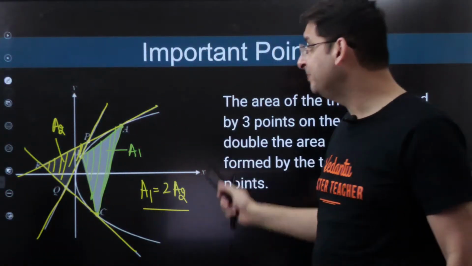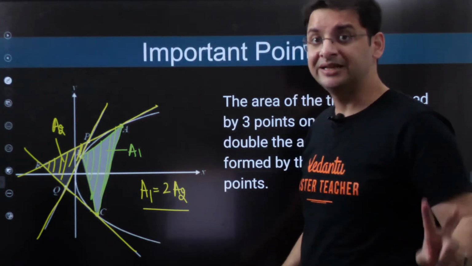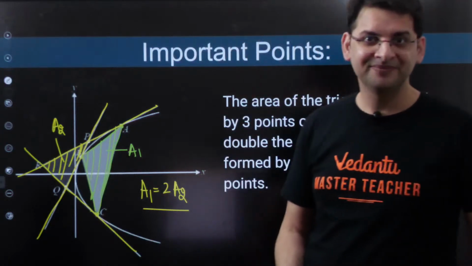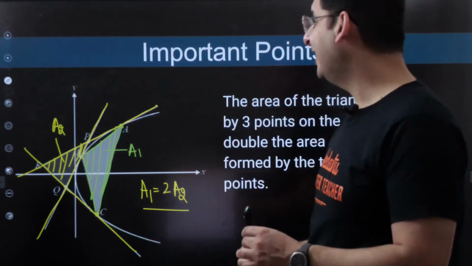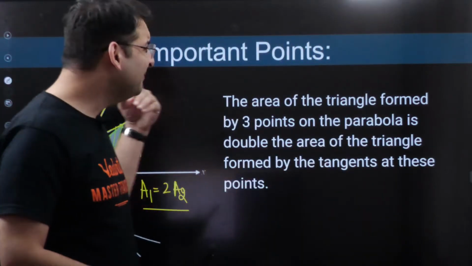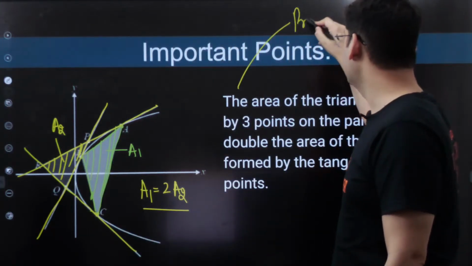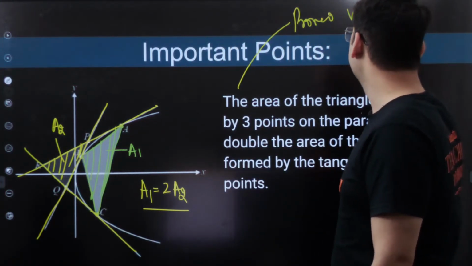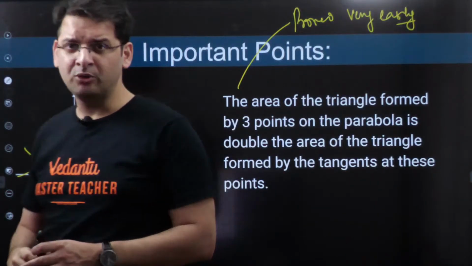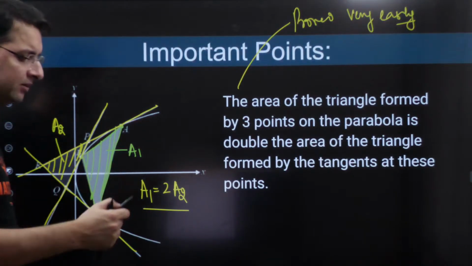The triangle formed by 3 points on the parabola, that area is going to be double the area of the triangle formed by the tangents, which might be outside. Is it clear? This is very important. Again, a direct question has come in JEE Advanced on this property. Of course, this can be proved very easily. You can try it on your own. But it is important that you remember this point.